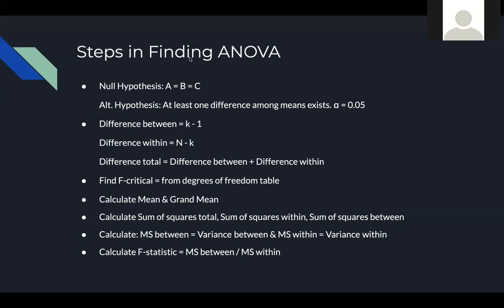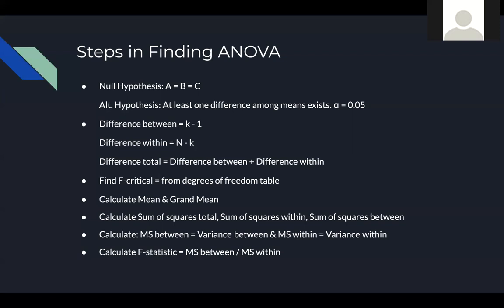Then you find the degrees of freedom: between, which is k minus 1, and within, which is n minus k. Then you find the total, and after that you find the F critical from the table, and afterwards you calculate the mean and the grand mean. Then you calculate the sum of squares total, the sum of squares within, and with that you can also find the sum of squares between.